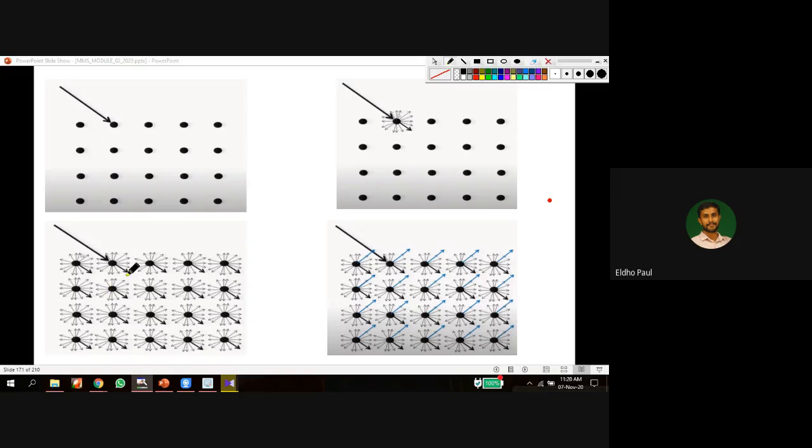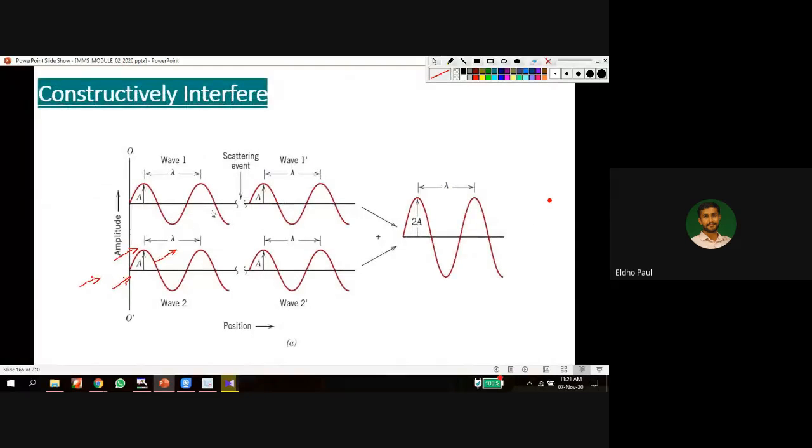Around the particle, there are different directions for the scattering. But when we check all the scattered beams in this direction, these beams constructively interfere. For example, in this direction the rays have the same phase, which means they constructively interfere.